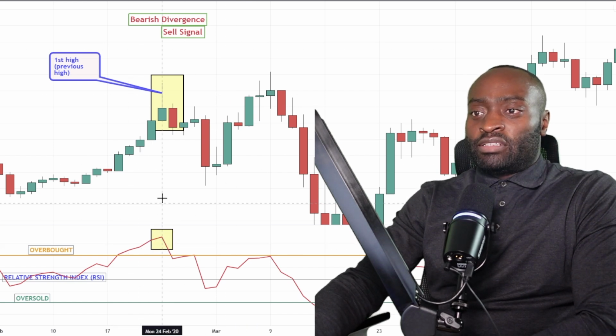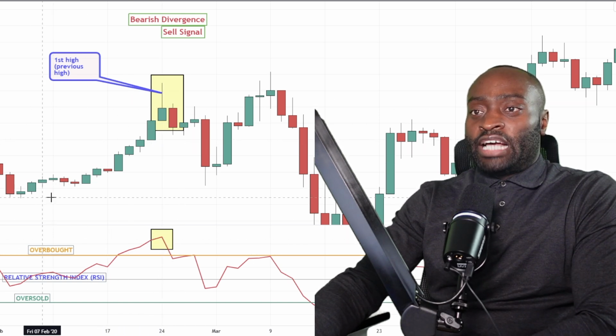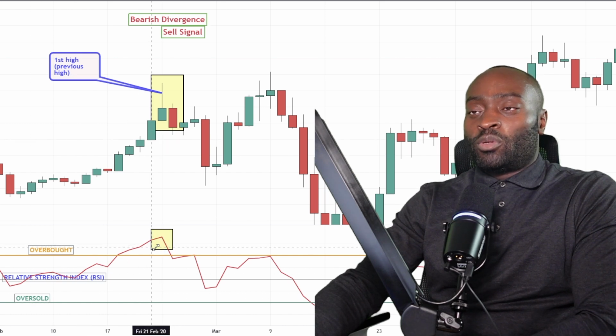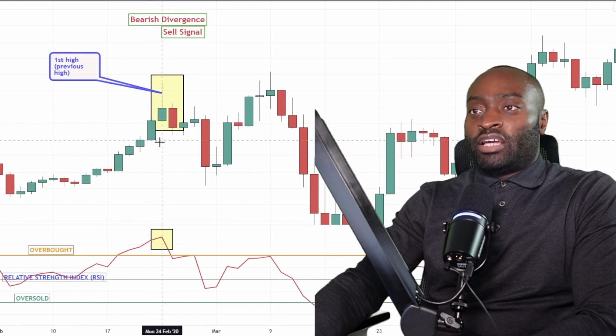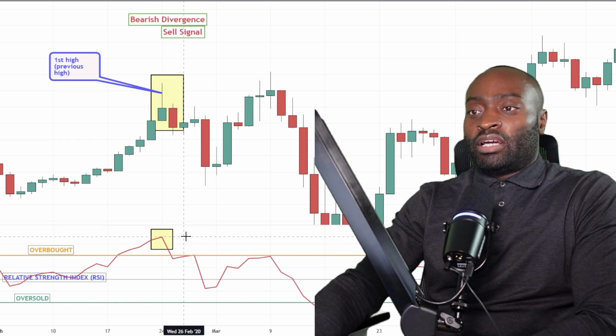I've also marked out the same area on the RSI. So up here we have price, down here we have the RSI. As price moves, the RSI also moves. So as I've marked out the high on price, I've also marked out the high on the RSI.